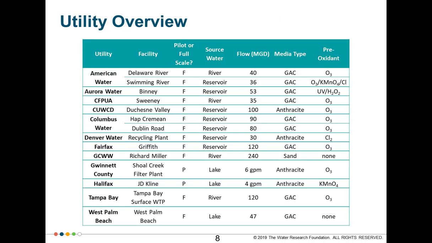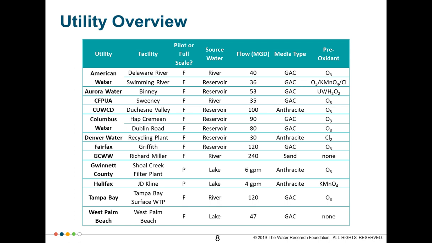This slide shows an overview of the participating utilities. There were 16 total utilities. 5 participated in the first phase and 15 in the second phase. But what you can see here is we have a broad cross-section of water sources, flow rates in terms of the design size of the facility, different media types. We had sand, anthracite, and GAC filters, as well as different types of oxidants that were used upstream of biofiltration.